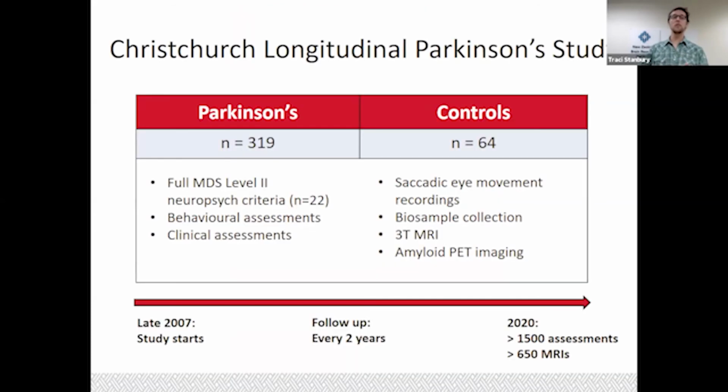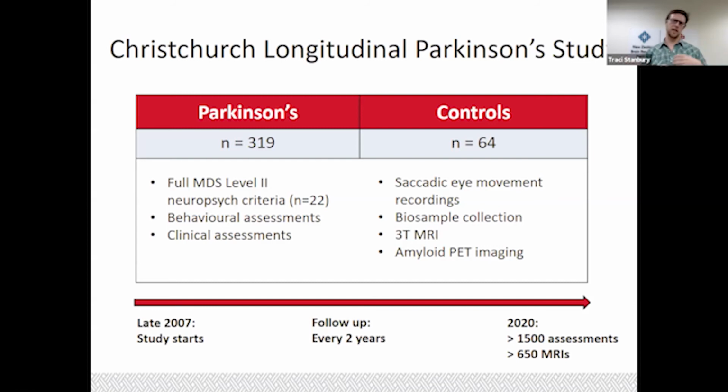Right, so the way that we've done that here in Christchurch at the NZBRI is through our longitudinal Parkinson's study. This was a study which actually started back in late 2007, where we recruited 300 Parkinson's patients and 64 controls. The controls are healthy individuals who do not have Parkinson's disease. And what we've done over this time period is perform a large neuropsychological assessment.